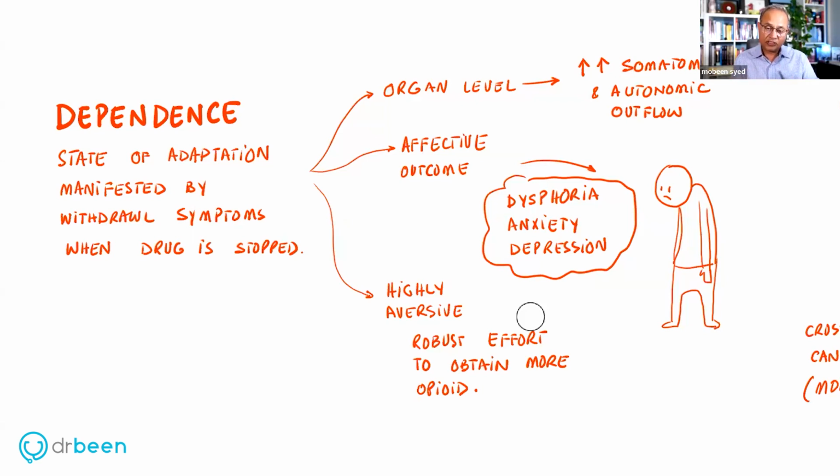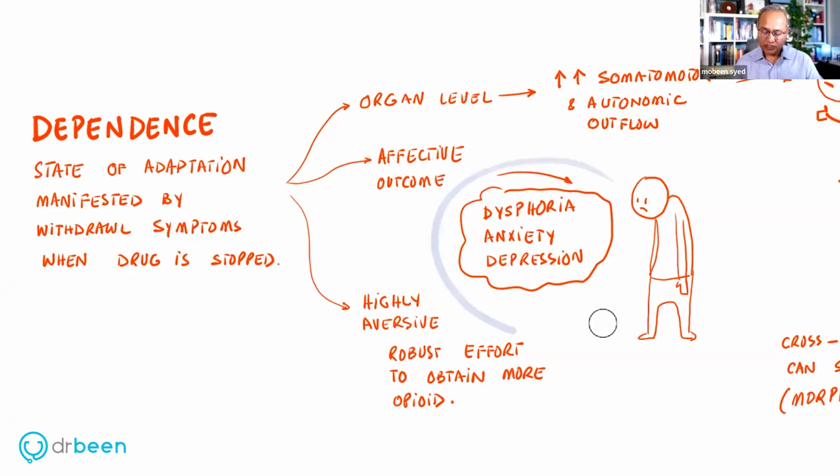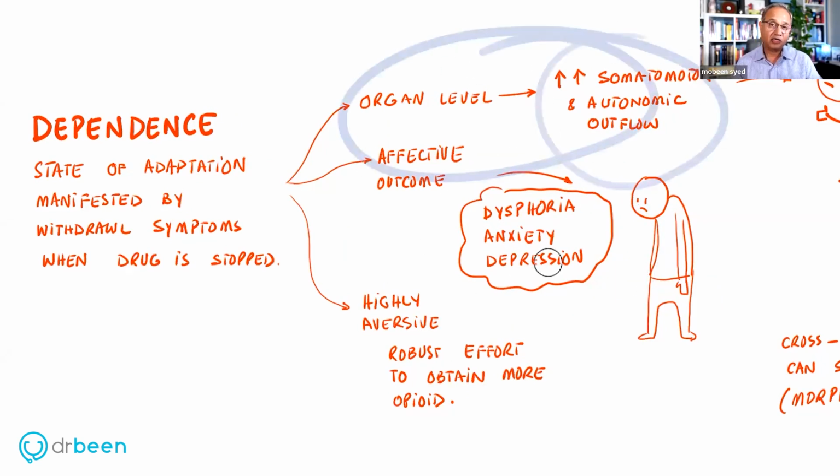In addition to this, it is possible that their body has become tolerant to opioid, they need a higher dose, etc. And then they're looking for that opioid dose to make sure that their pain is managed. So the patient or the person will make robust effort to obtain more opioids. We are talking dependence. Now, let's very quickly talk about the effective outcomes, and then we'll talk about the organ level behavior.